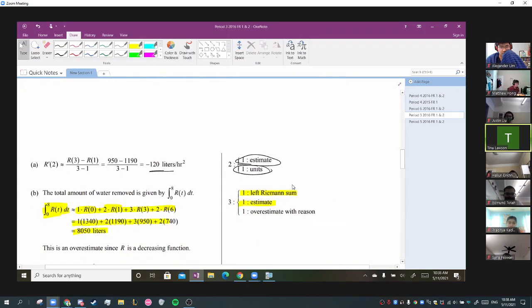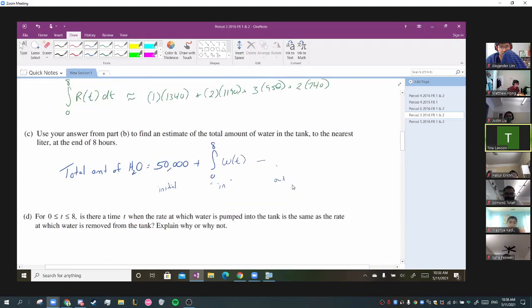That was 8,050. Okay, and that would give you the total amount of water. Now remember, when you have a rate and you're anti-deriving the rate, you'll get the amount. Right? It's like going from velocity, which is a rate, anti-derive it and you get position. It's an amount. Okay, so that's what's happening here.